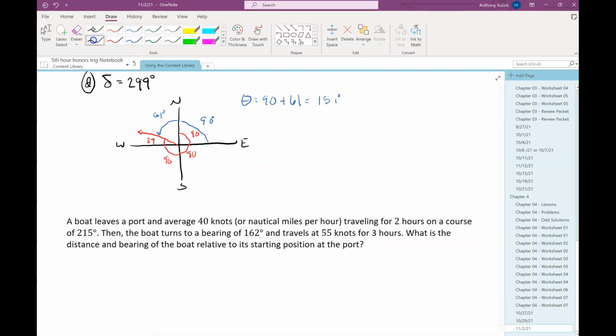So all of your homework problems in this section are going to be some kind of navigation problem or some kind of motion problem where things are moving. Here it says a boat leaves a port and averages 40 knots, traveling for 2 hours on a course of 215 degrees. Then the boat turns to a bearing of 162 degrees and travels 55 knots for 3 hours. What is the distance and bearing of the boat relative to its starting position at the port?